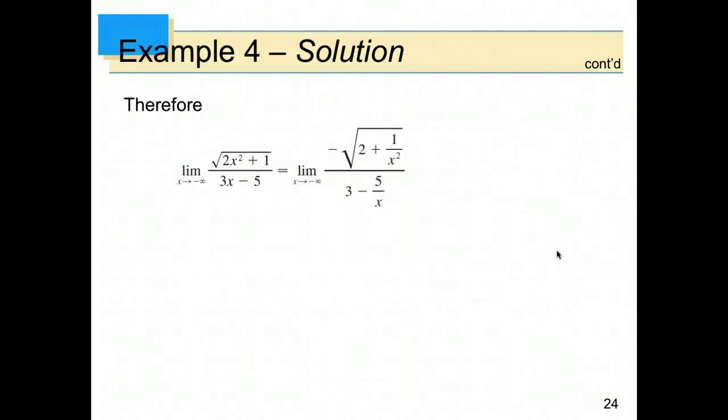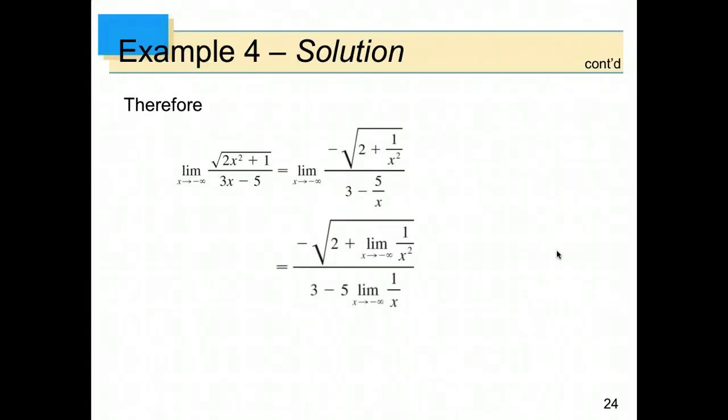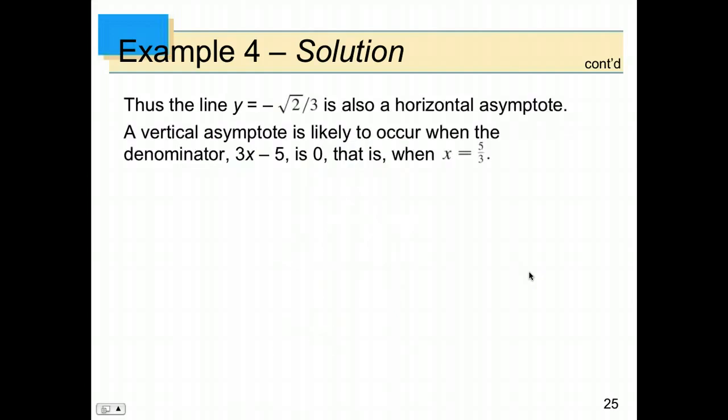So therefore that limit is the opposite of radical 2 plus 1 over x squared. And then once again dividing the denominator by x, we get 3 minus 5 over x again. Here come those limit properties again and the constant rule. Notice we just took the limit underneath. 2 is a constant. We can bring that 5 in the denominator's numerator right here in this term and make it 5 here, right? And we end up with negative root 2 over 3. So that line y equals negative root 2 over 3 is also a horizontal asymptote.